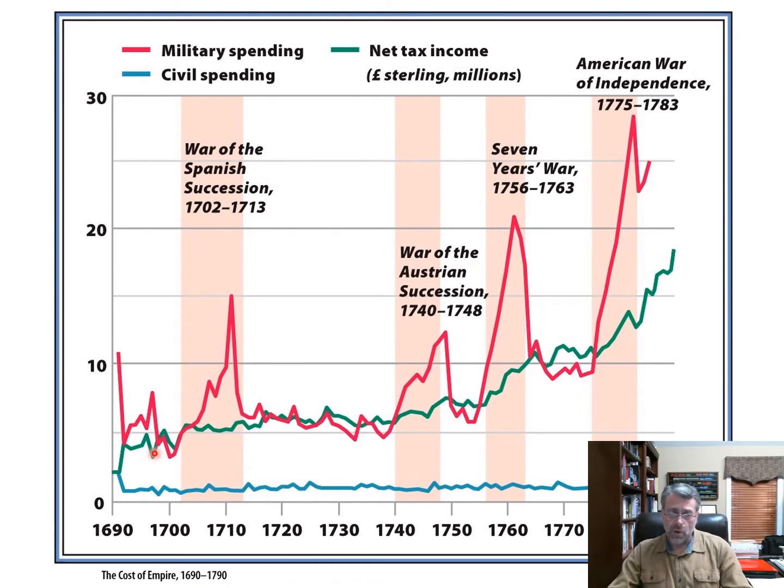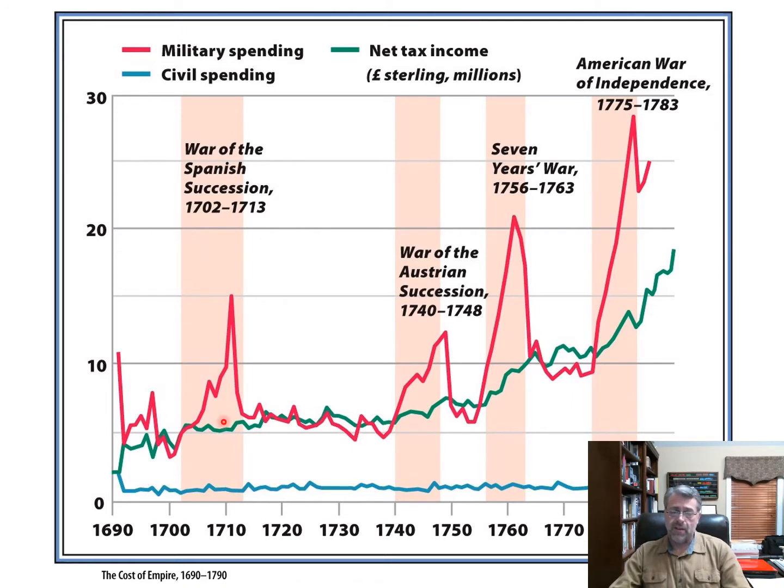But the real problem is the fact that while we have big spikes in military spending, we don't see a corresponding spike in tax collection. So the government is spending money here, but it's not taking any more money in terms of tax revenues. So what's happening here is they're borrowing all this money. In order to pay for these wars, England is borrowing heavily to fund these wars. They're not paying for it through taxation.